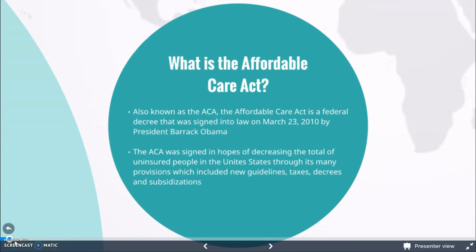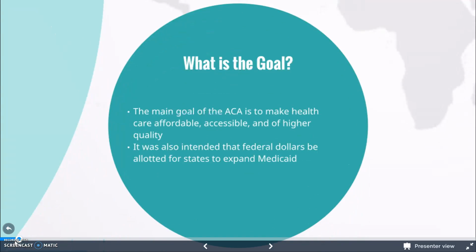Okay, so the ACA was signed in hopes of decreasing the total of uninsured people in the United States through its many provisions, which included new guideline taxes, decreases, and subsidization. The main goal of the ACA is to make healthcare affordable, accessible, and of higher quality. It was also intended that federal dollars be allotted for states to expand Medicaid.